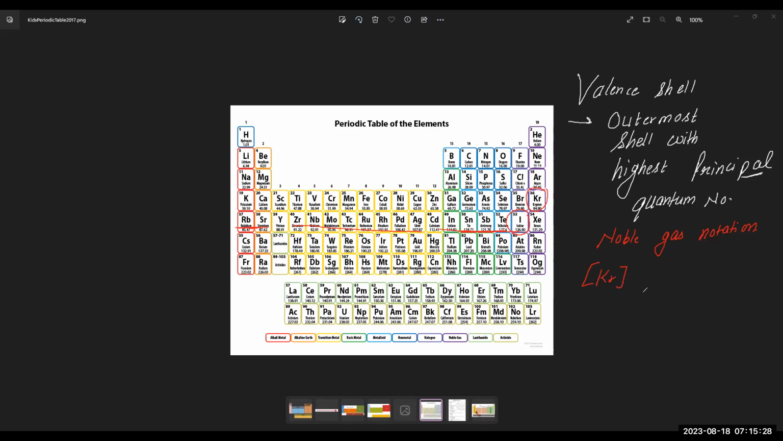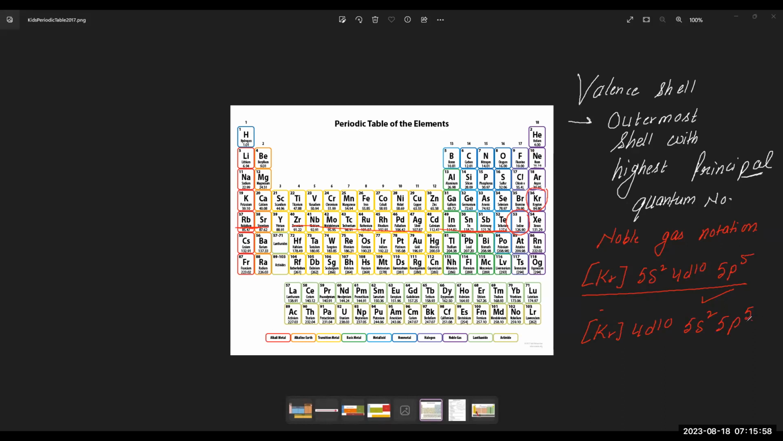Nivriti, by mistake, I think you typed curly brackets. 5s2, 4d10, 5p5, sorry. Can I write it in the other order? This is also correct. But for our understanding, it's always better to write it like this. Can I write it like this? Yes, I can. Now, what is the valence shell?